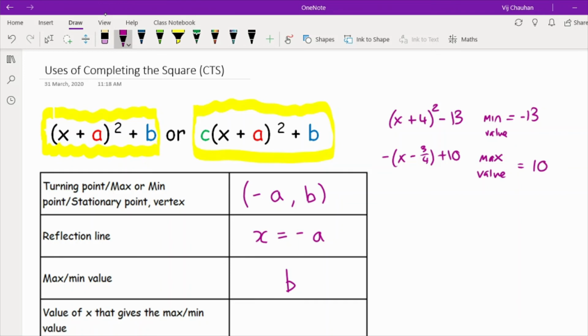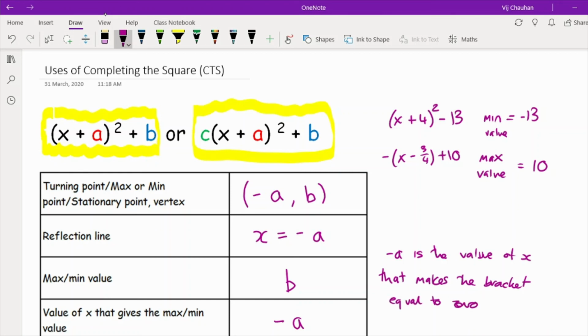Now, the next part we move on to is, what is the value of x that gives you that max or minimum value? Well, that simply is going to be your minus a. So in other words, minus a is the value of x that makes the bracket equal to 0. So that's how we can find out the value of x.